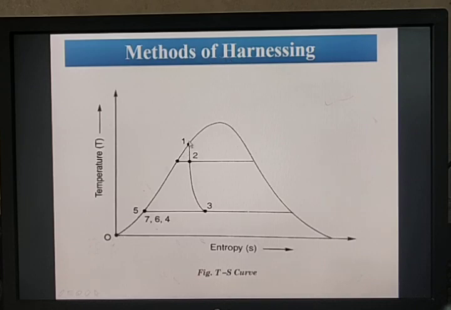The curve is represented by various points: 1, 2, 3, 4, 5, 6, and so on. Point 1 represents the geothermal brine in the well at high temperature. Generally the temperature is maintained from 200 to 300 degrees centigrade, and the curve from 1 to 2 represents the drop in temperature in the production well. A small amount of temperature is dropped in the production well, shown as 1 to 2, and 2 to 3 represents expansion of the total flow fluid in the turbine.